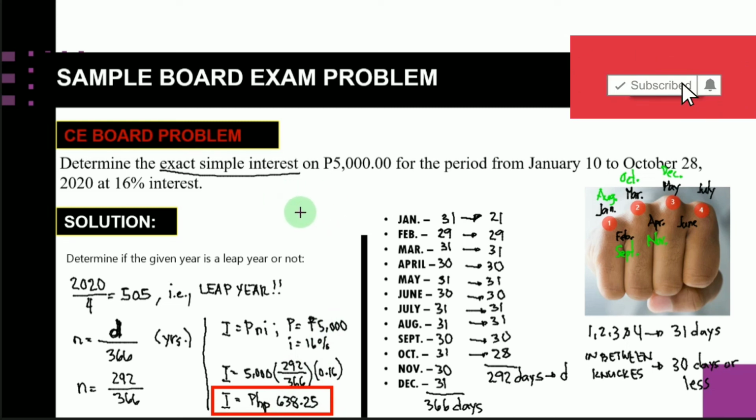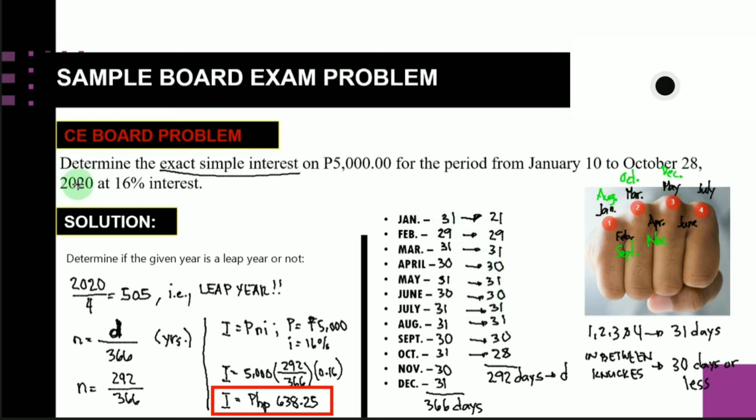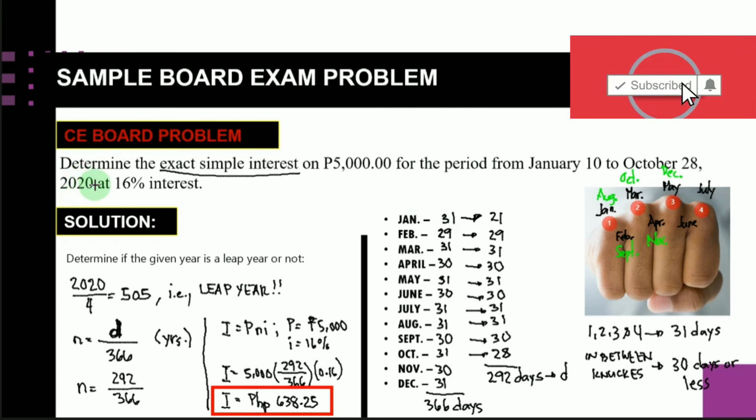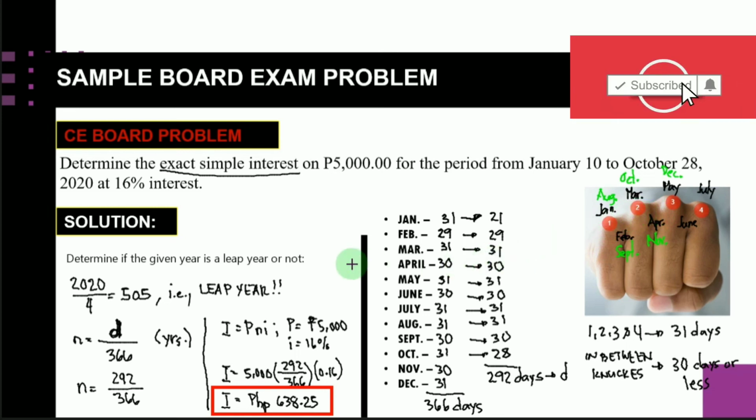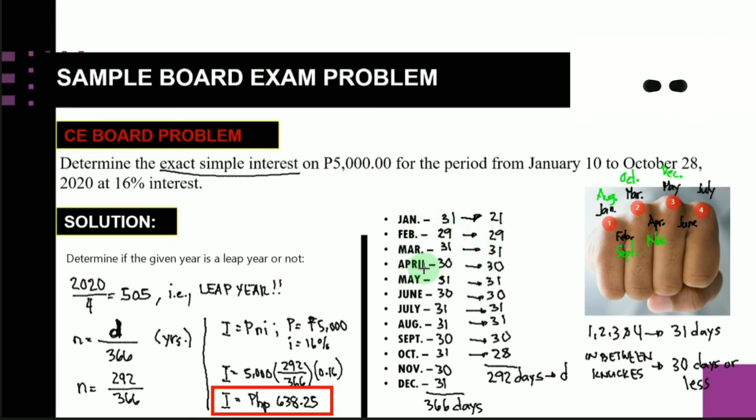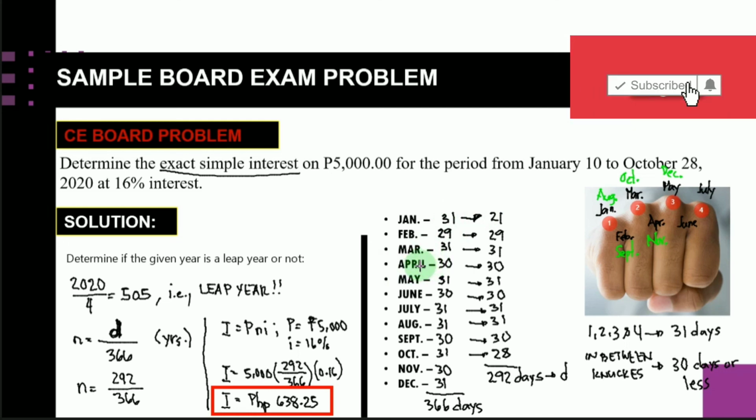Just remember this technique. No matter if it is a century year or not, as long as you know the technique using this hand knuckle, you can solve any problems involving exact simple interest. I hope you learned something out of this lecture video tackling and discussing exact simple interest.